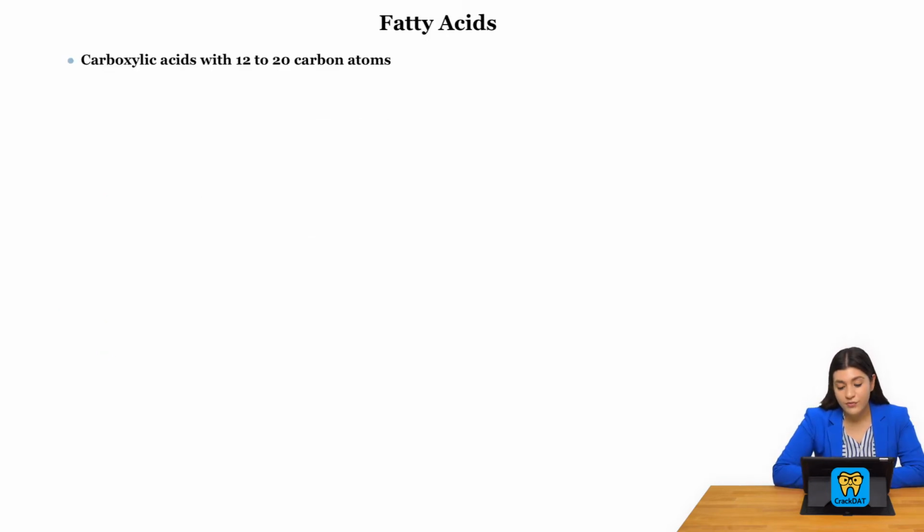Moving on to fatty acids. So fatty acids, these are types of carboxylic acids. However, they have a carboxylic acid end, and then the other end is a really long carbon chain. And by a really long carbon chain, I mean the carbon chain is typically 12 to 20 carbon atoms.